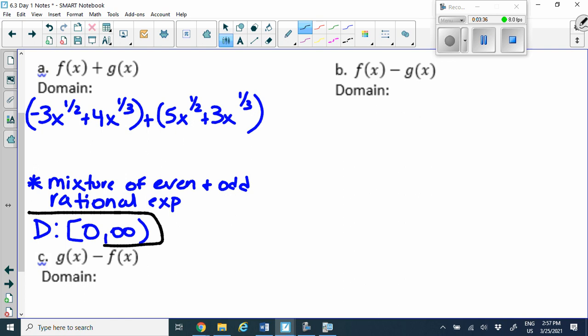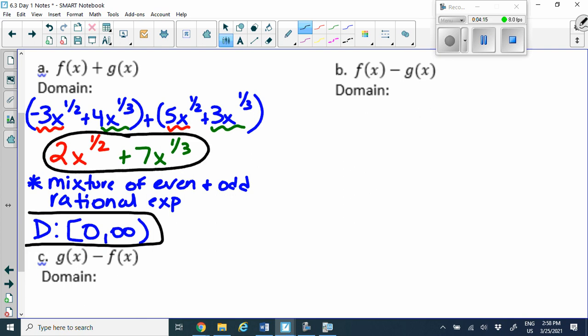Now that we determined our domain, I'm going to go ahead and simplify. So I need to combine my like terms. My negative 3x to the 1/2 and 5x to the 1/2 are like terms because they have the same base, x to the 1/2. So I combine the coefficients, negative 3 and 5, to give me 2x to the 1/2. Now I do the same thing with my 4x to the 1/3 and 3x to the 1/3. Since their base is the same, x to the 1/3, I combine the coefficients, 4 and 3, and I get 7x to the 1/3. Since I can't combine anything else, because I don't have any more like terms, that will be my final answer.